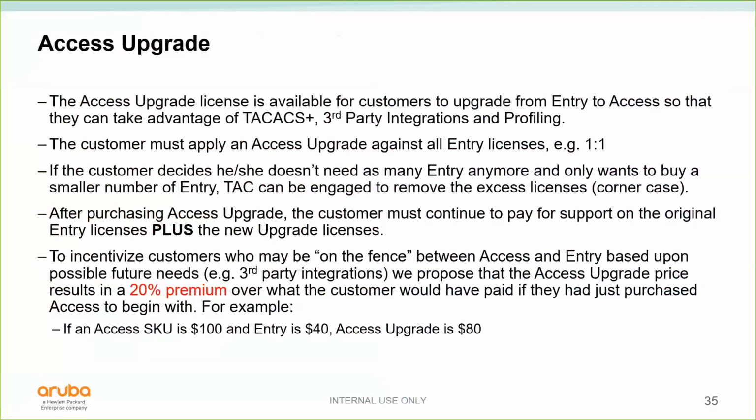Now, if you did buy entry licenses in the beginning but found out you oversubscribed, you can work with TAC to bring your number of entry-level licenses down to the number that you're actually using before you upgrade into access, to avoid some of the additional cost of buying more than you need. Keep in mind that if you do the upgrade, you are going to be paying the support for the access upgrade plus that entry, so there is going to be a little bit of a cost there.